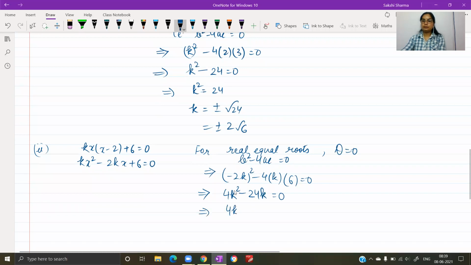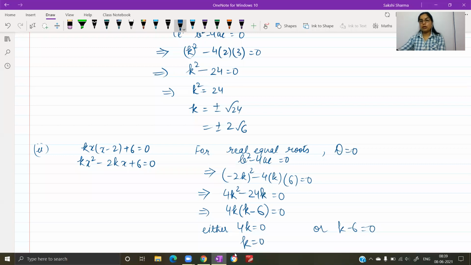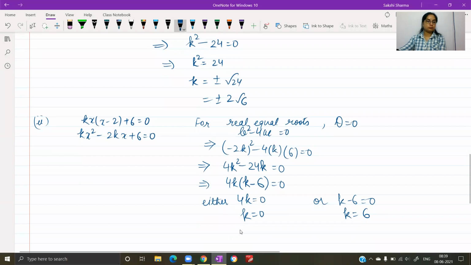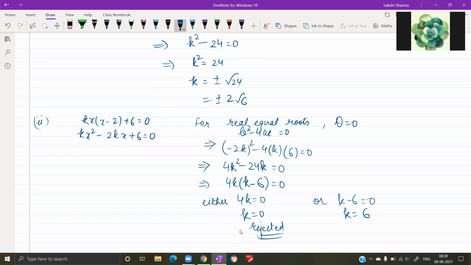Simplifying. So either of the factors can be equal to 0. From the first one, you get k equals to 0. From the second one, k equals to 6. Now see if both values are possible or you want to reject any one. 0 will be rejected. Saloni, can you tell me why we'll reject k equals to 0? Because it is the coefficient of x square. If it will be 0, then it will no longer be a quadratic equation. The leading coefficient cannot be 0. So the answer is k equals to 6.